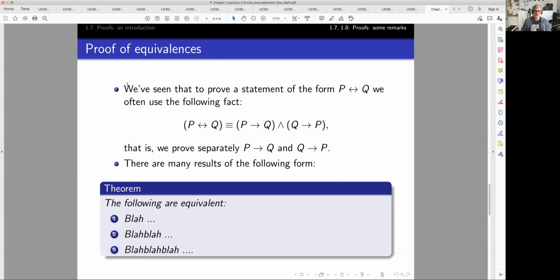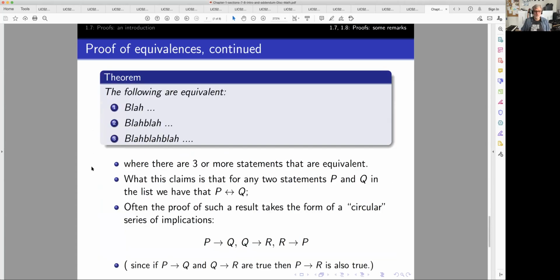Now, often you will see, and I don't know if in the Stewart book you see anything like that, but anyway, this is a very, very common kind of theorem where they tell you the following are equivalent, and then they give you several statements, which here I put blah, blah, blah. It doesn't matter what they are, okay? What does this mean? It means that they're claiming that it's an if and only if between any two, okay? So they're claiming that statement 1 if and only if 2, 2 if and only if 3, and 3 if and only if 1, okay?